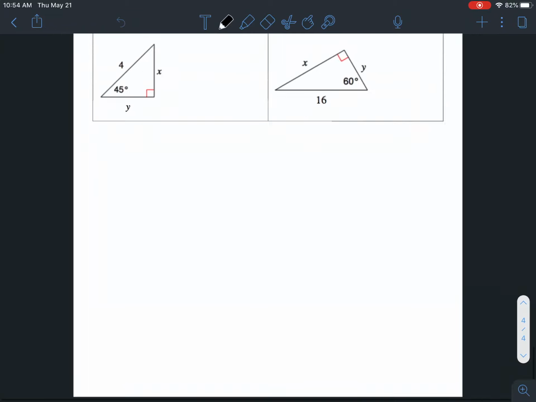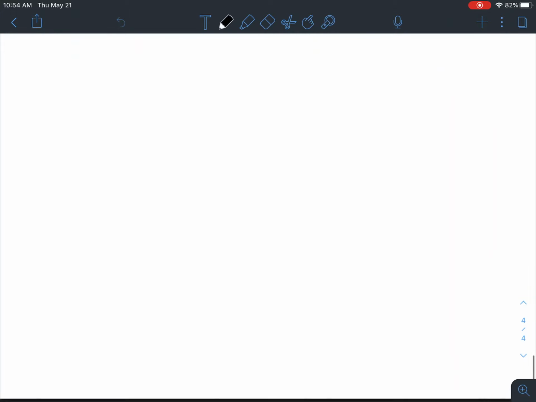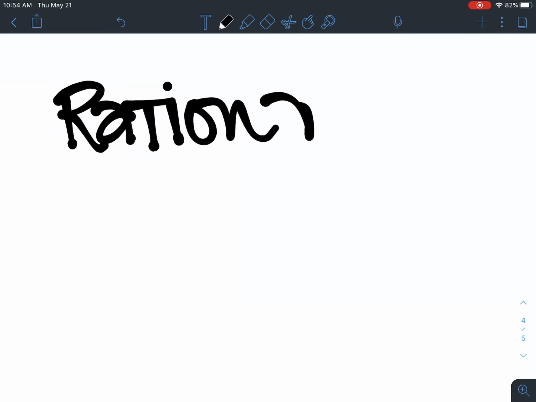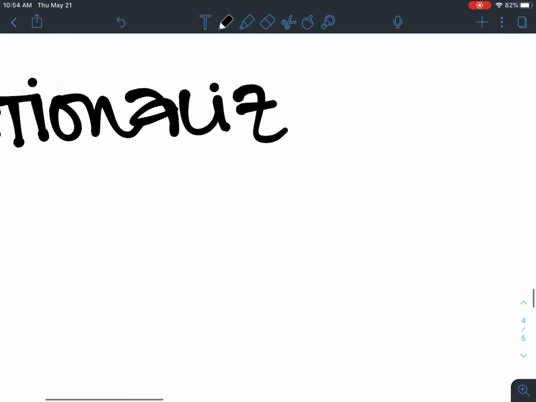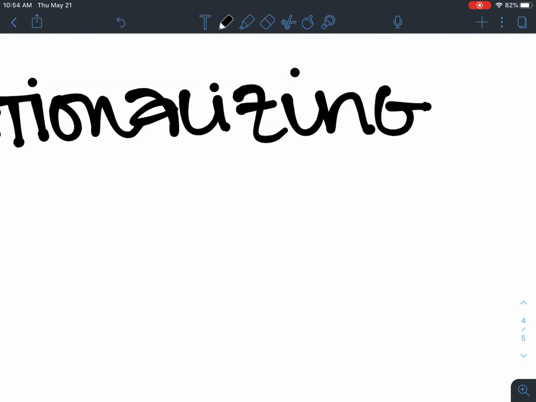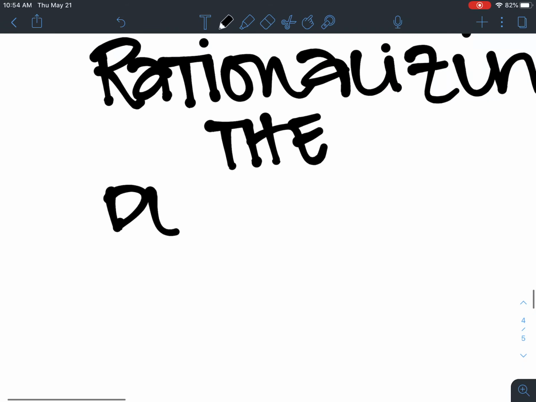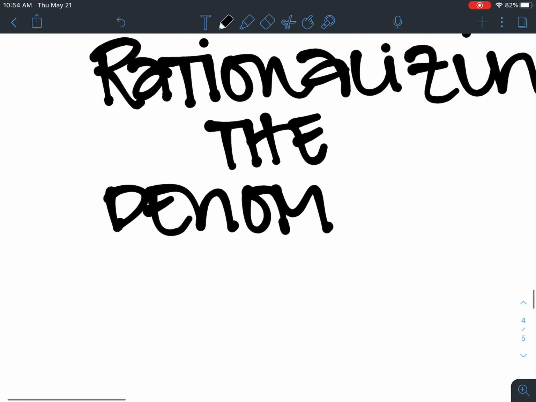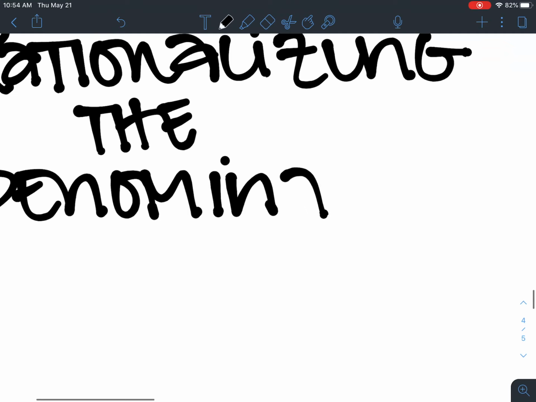Okay, so we are doing section 8.3, but before that, I actually want to talk about a little bit of algebra because this is going to make everything easier in the long run. So what I want to talk about first is rationalizing the denominator. I don't know if you learned this in algebra, but what we're going to be talking about today is how we can deal with square roots.